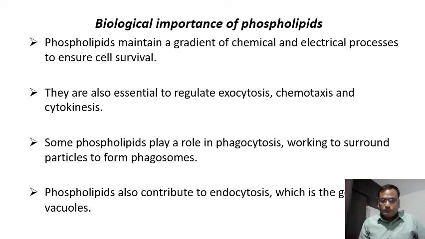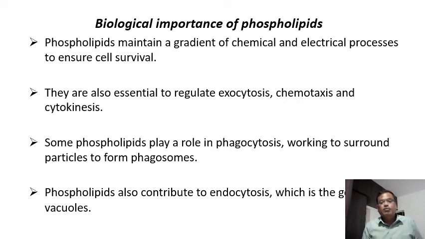Then phospholipids are responsible for the maintenance of chemical gradients across the cell membrane. The ionic gradient on the outside and inside of the cell membrane is different. Like this, phospholipids help in maintenance of gradients of different chemicals, which is essential for the normal functioning of the cell or body in general. They are also essential to regulate exocytosis, chemotaxis, and cytokinesis.